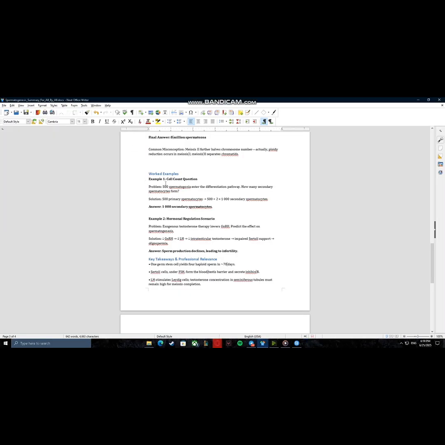Some examples. 500 spermatogonia enter the differentiation pathway. How many secondary spermatocytes form? We know that spermatogonia become primary spermatocytes in a 1-to-1 ratio. However, each primary spermatocyte differentiates into 2 secondary spermatocytes. So 500 primary spermatocytes times 2 would lead to 1,000 secondary spermatocytes.